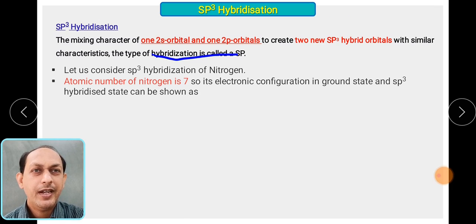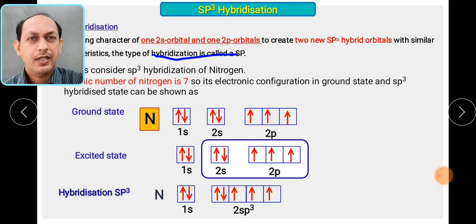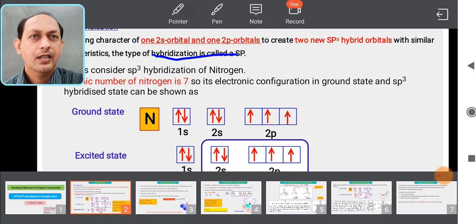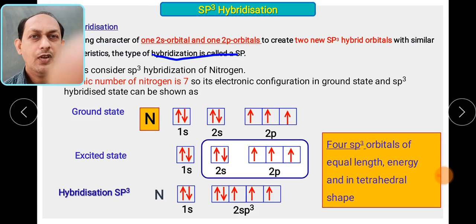As we know, nitrogen has atomic number 7, and it can exist in the sp3 hybridization. If we see its electronic distribution in the ground state, the 7 electrons are arranged as 1s2, 2s2 and 2p3. So 2px, 2py and 2pz are the half filled orbitals.